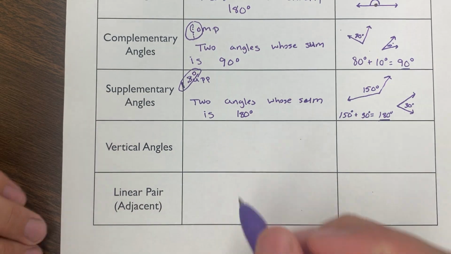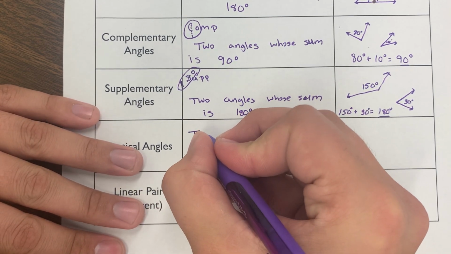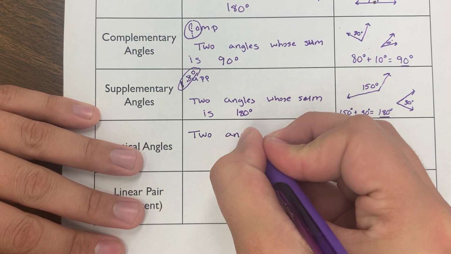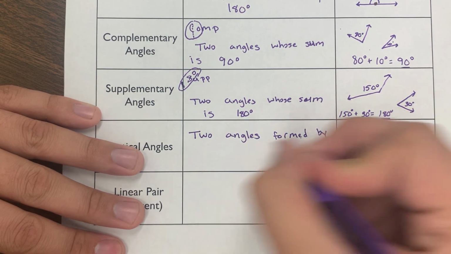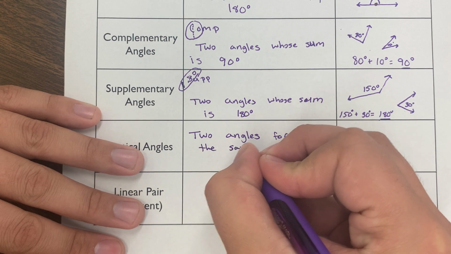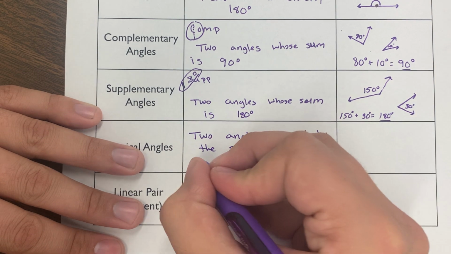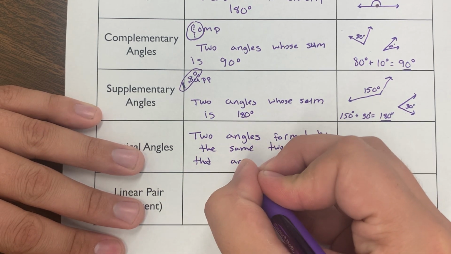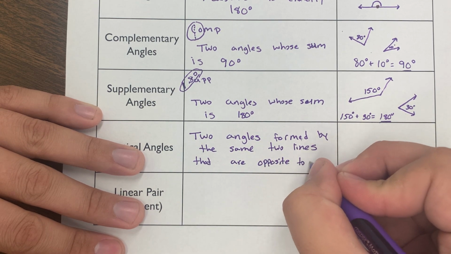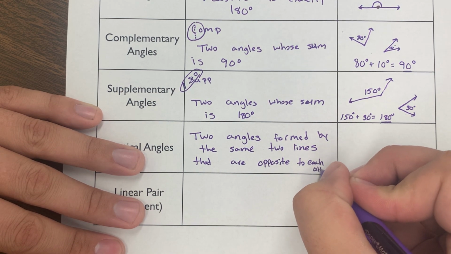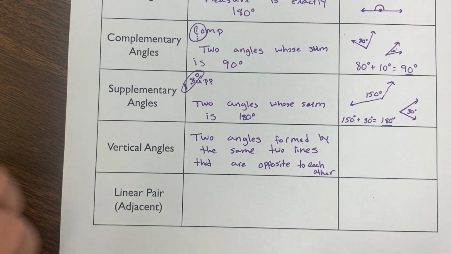My next two, a pair of vertical angles. Well, vertical angles are going to be two angles formed by the same two lines that are opposite of each other. Opposite to each other. I'm running out of space. So two angles formed by the same two lines that appear to be opposite of each other.